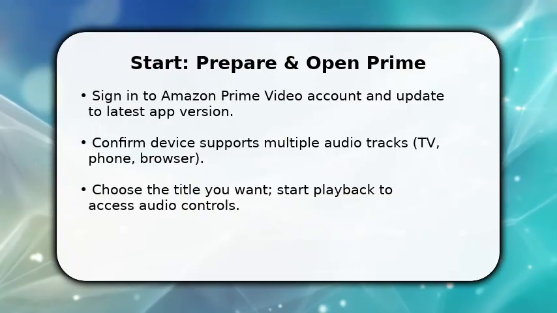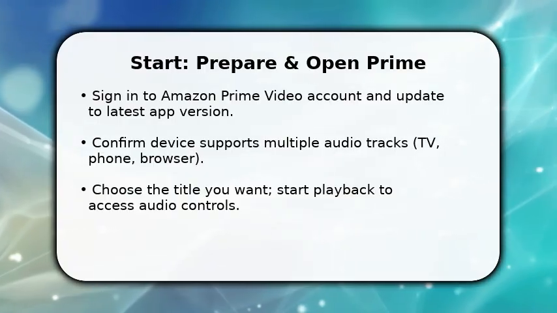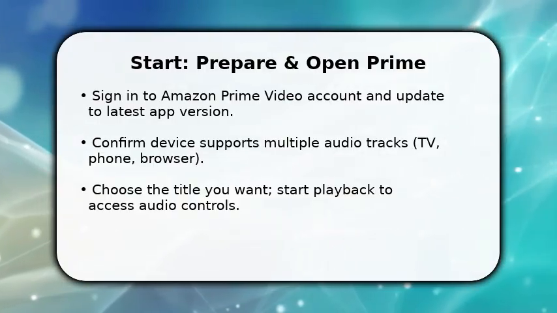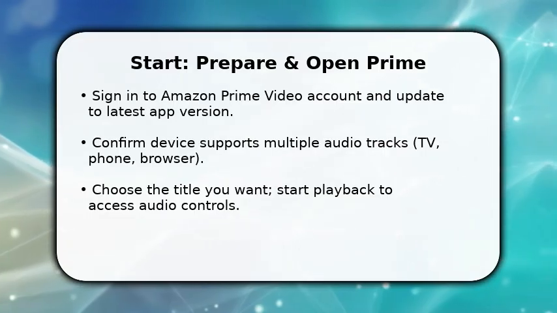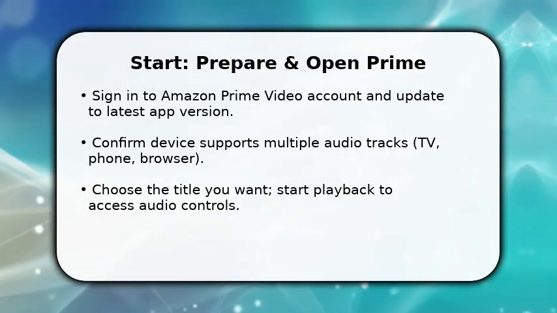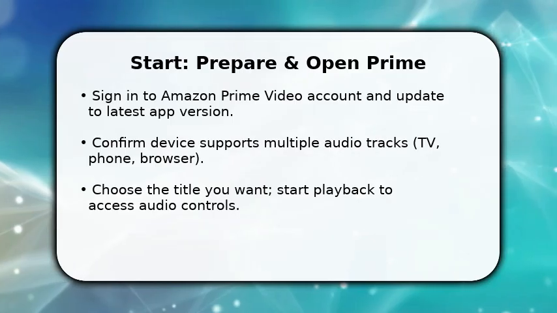You're ready. Sign into Prime Video and make sure the app or browser is updated so audio track options appear. Once done, pick the movie or episode and start playback. This opens the player controls you need.